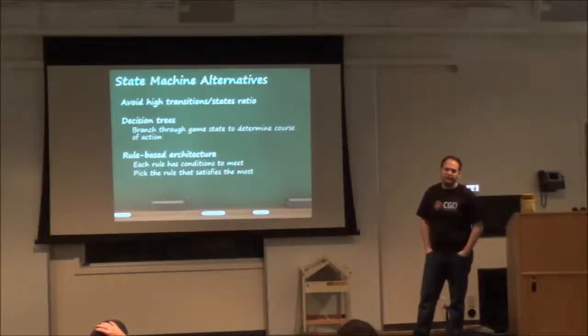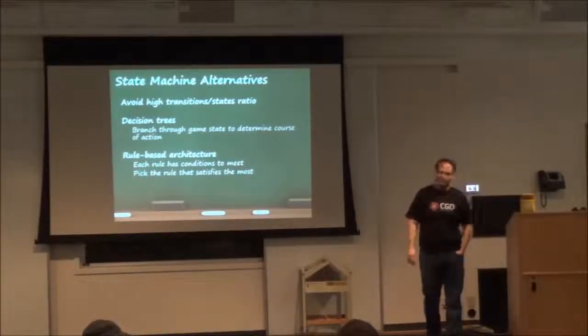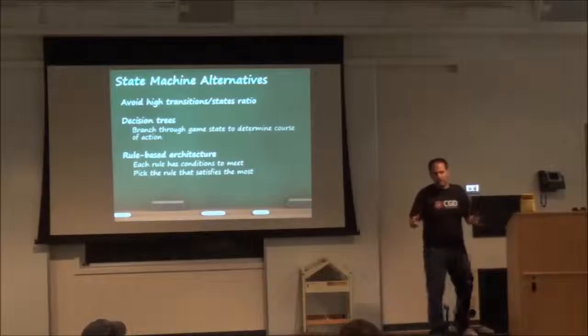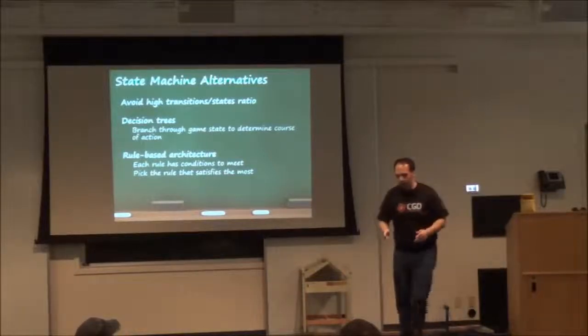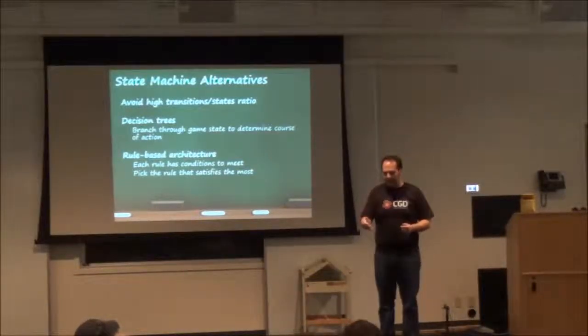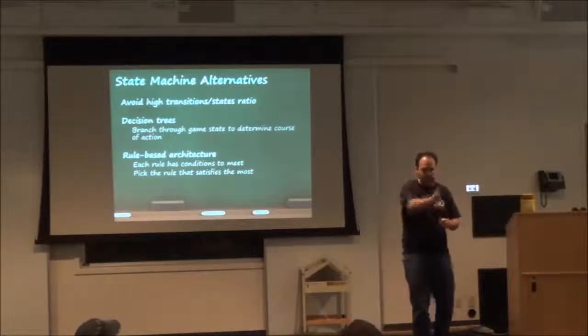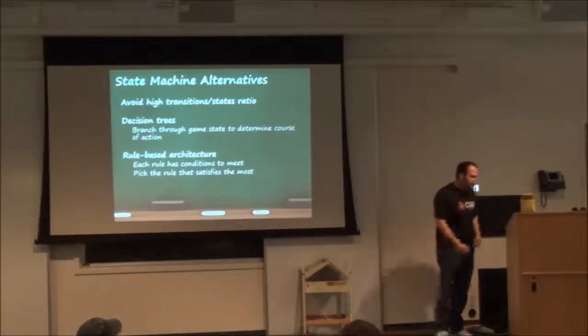A rule-based architecture checks a bunch of conditions about the world. Decision trees can be used to help you branch through. Okay, look, am I wounded? Yes or no? Okay, not wounded. Okay, do I have ammo? Yes or no? Okay, yes I do. You branch through these states of things to find out what to do.